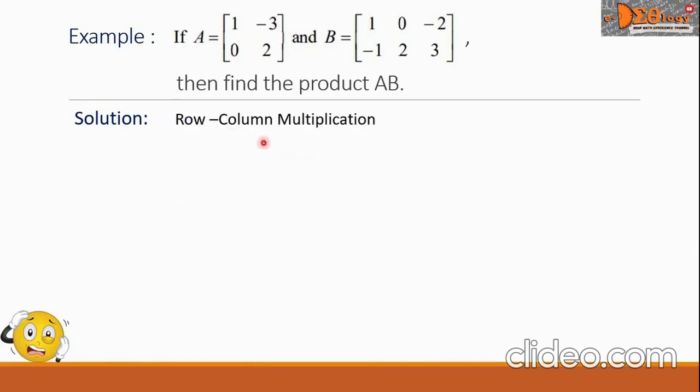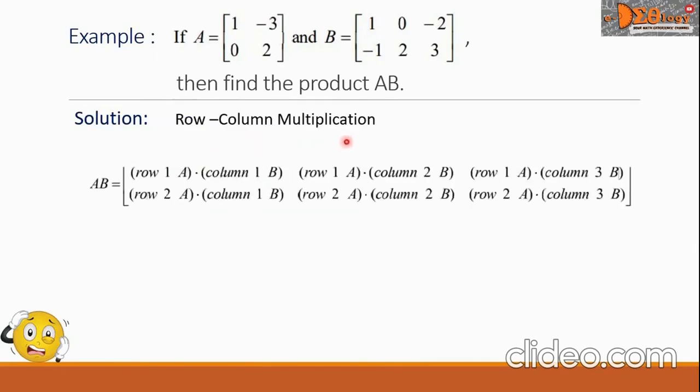Then we will do row-column multiplication. It becomes like this. We're going to use the rows of A to be multiplied by the columns of B respectively. For the first element here, we will multiply the first row of A by the first column of B. For the element here, the row 1 of A multiplied by column 2 of B. Row 1 of A multiplied by column 3 of B.